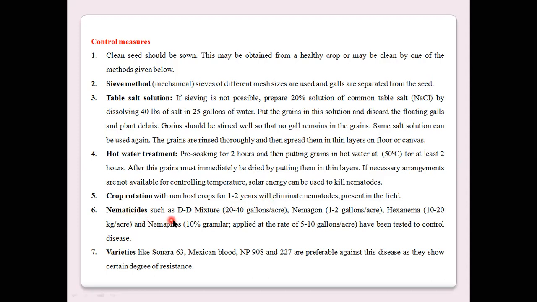Then nematicides such as DD mixtures, Nemagol, Hexanema or Nemaphos. These nematicides applied at the rate of 5 to 10 gallons per acre have been tested to control the nematode disease seen in the wheat crop. And growing resistant varieties: Sonora 63, Mexican blood, NP 908 and NP 227. These varieties are somewhat resistant to this nematode disease seen in wheat crops.